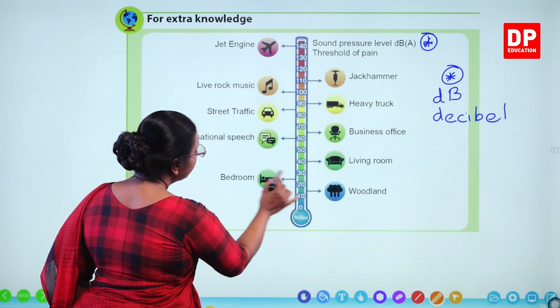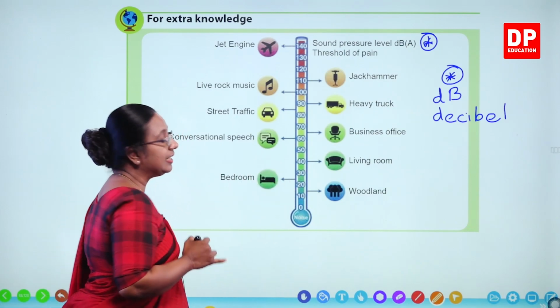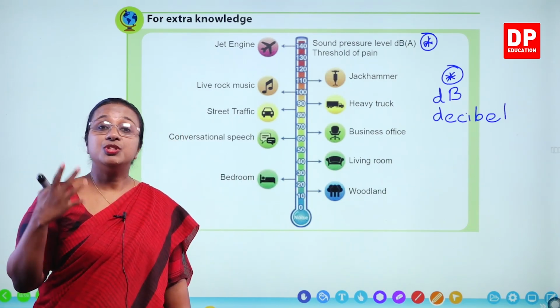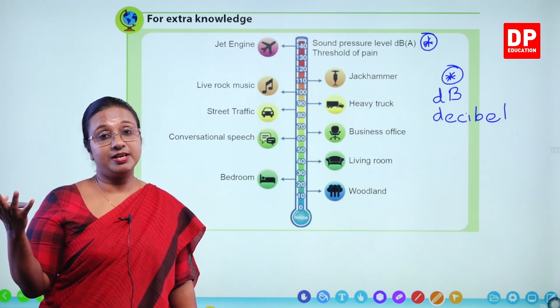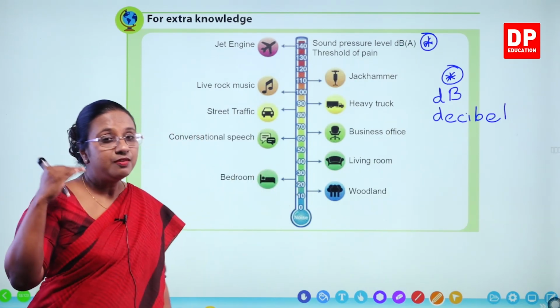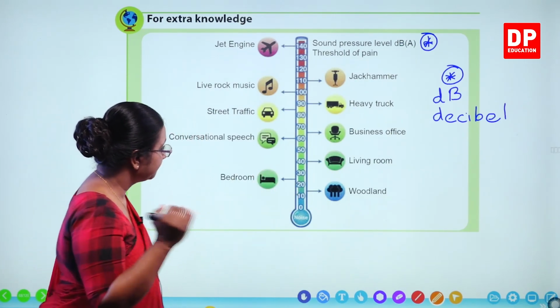Then after that, you go to the bedroom. Now, between 20 and 30 decibels. Normally, in the bedroom, you all go to sleep. So, there you don't make a lot of noise. So, there also it is soft noise or a very low amount of noise.